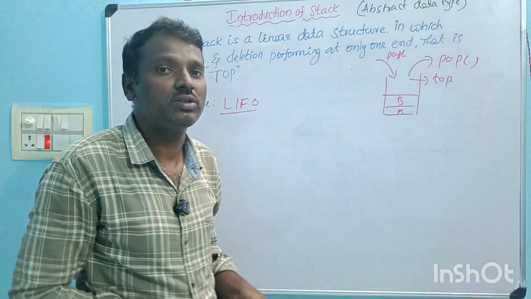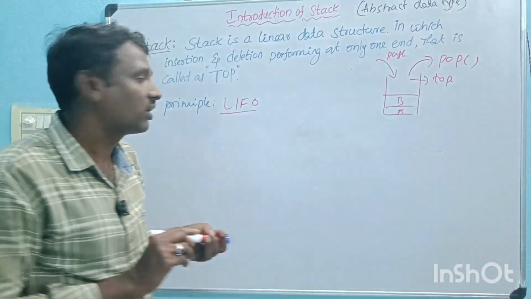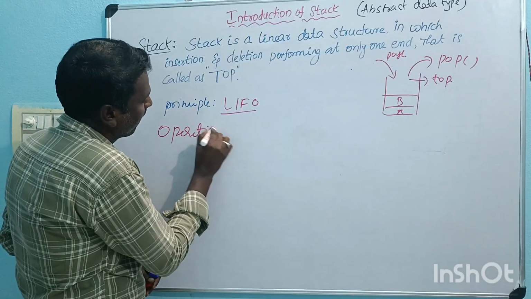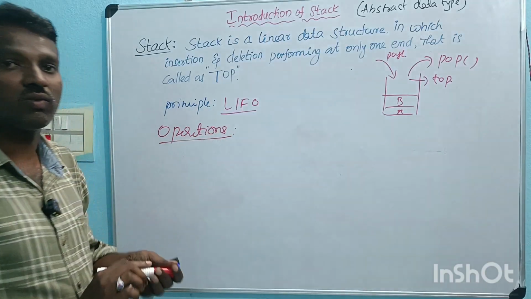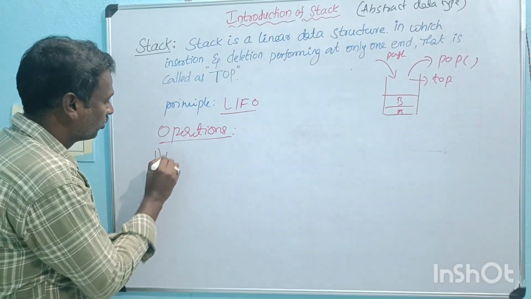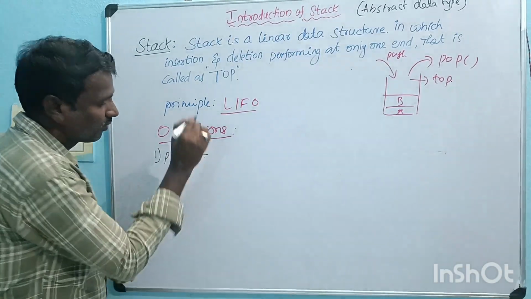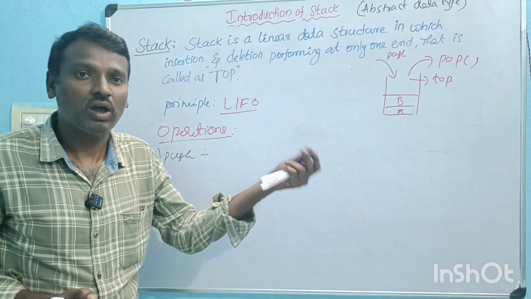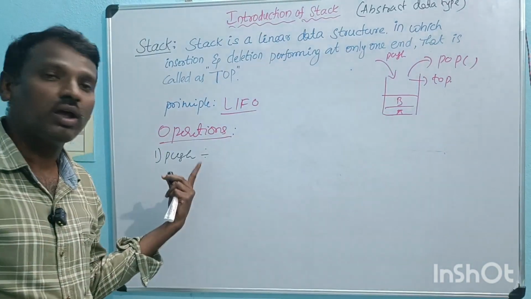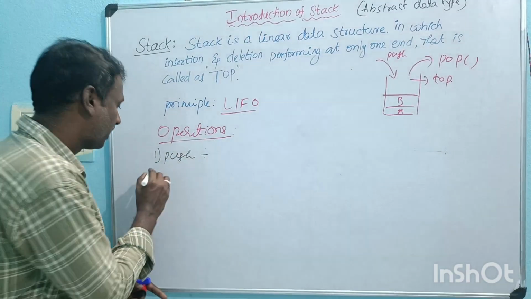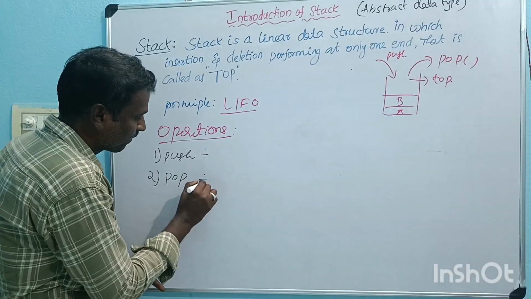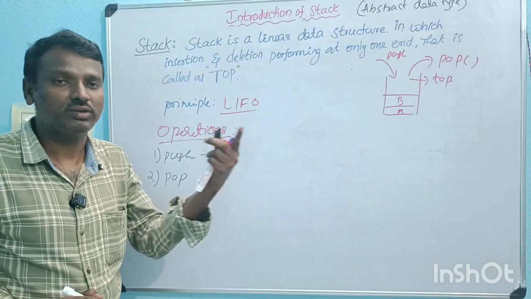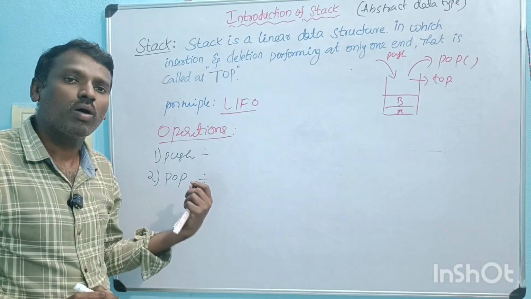Next, what are the operations performed on the stack? The stack follows 5 operations. So what are the 5 operations? The first one is push. In the push operation, we insert an element into our stack. At that time we apply the push operation. Next, the second one, pop operation. In this operation, we remove an element from the stack. At that time we apply the pop operation.